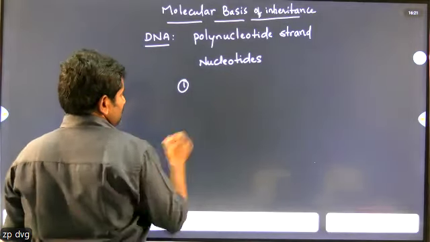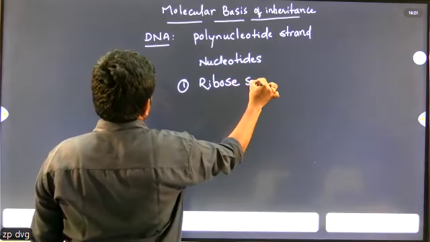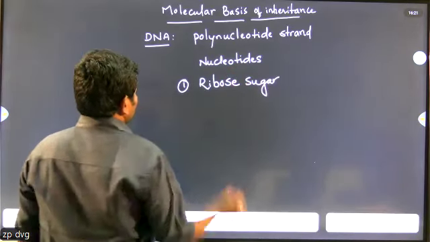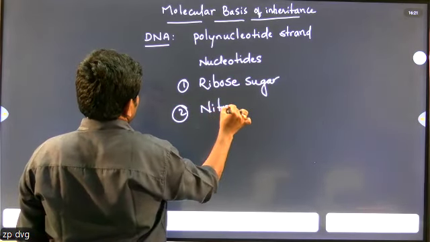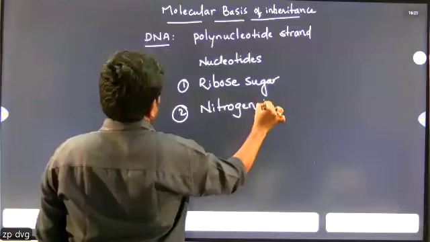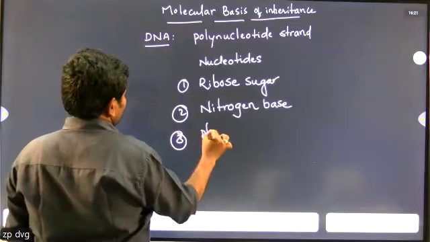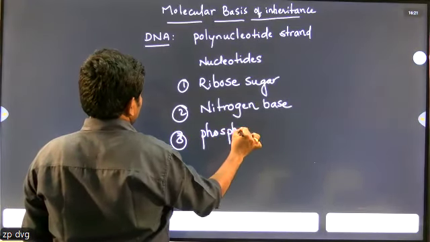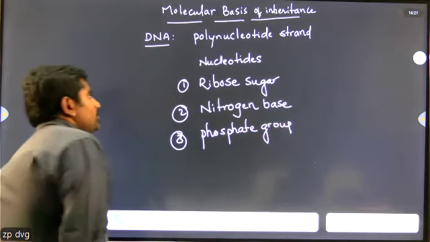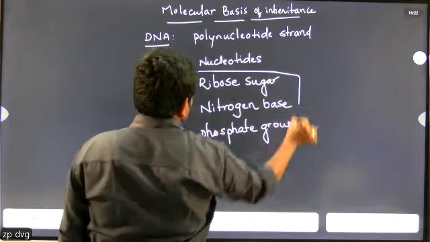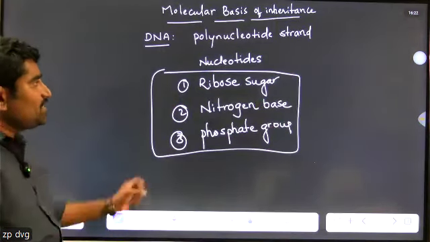A nucleotide contains three parts. First one is ribose sugar, second one is nitrogen base, and third one is phosphate group. So these are the three things present in one nucleotide. The nucleotide is made up of these things. First one is ribose sugar.